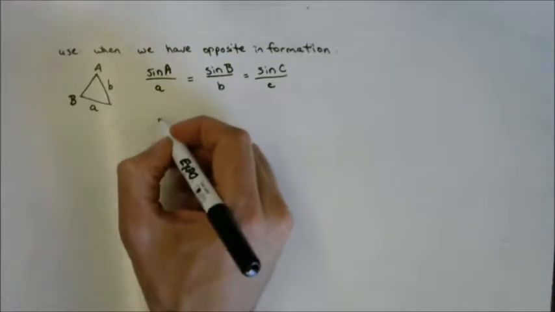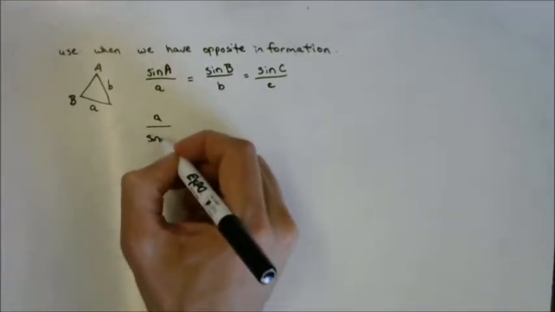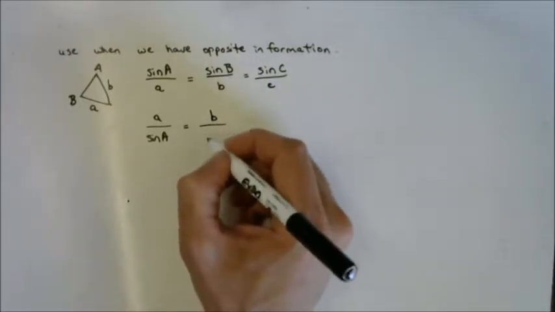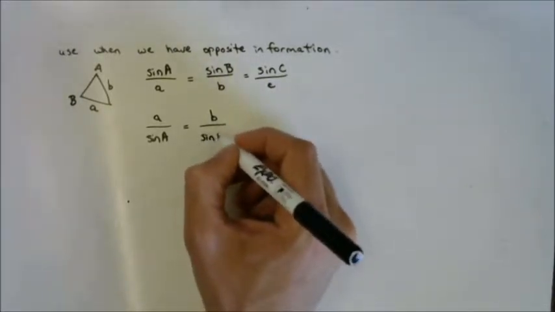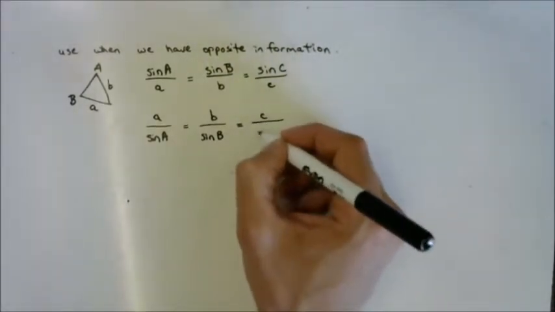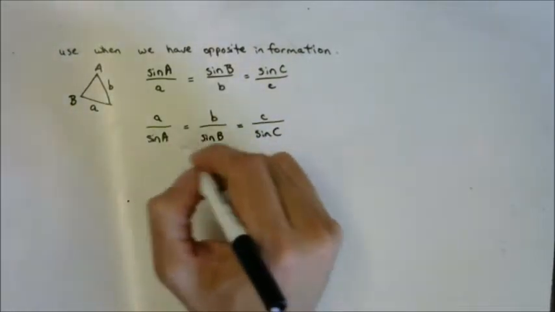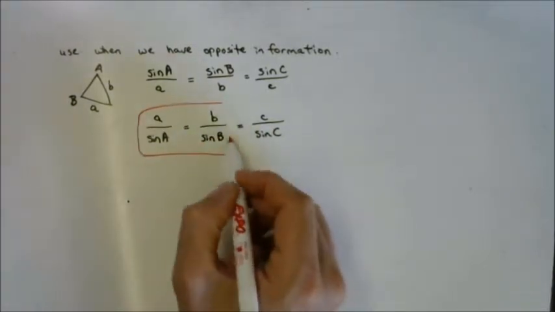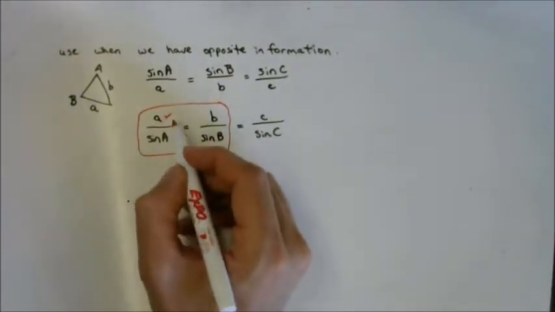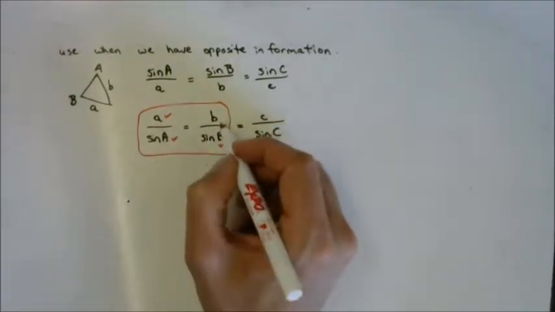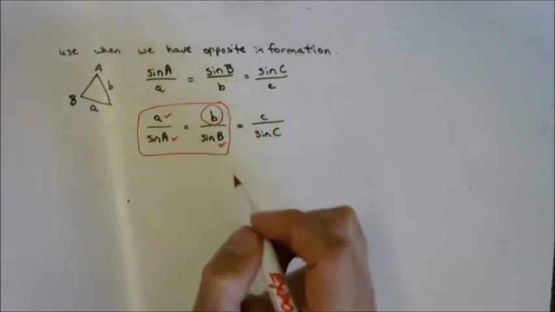You can also write the sine law this way. This is the easiest way to use it if you are looking for a missing side length. You put the side length in the numerator, and if you know the angles, then you put the sine of the angle in the denominator. And again, all of these ratios are equal. You only need to use two pieces at a time, so two ratios at a time. So you might use these two, and you need to know the opposite information and one other piece of information in order to find that missing piece. Okay?